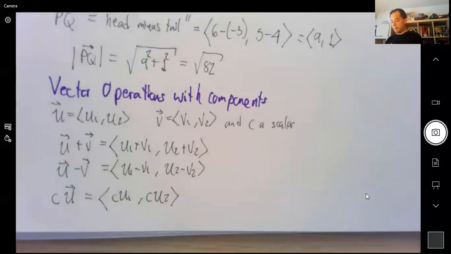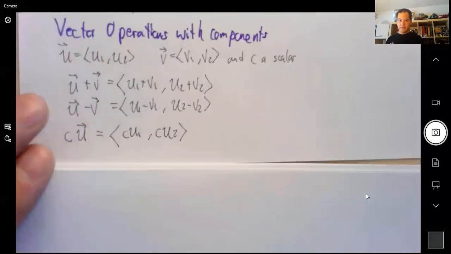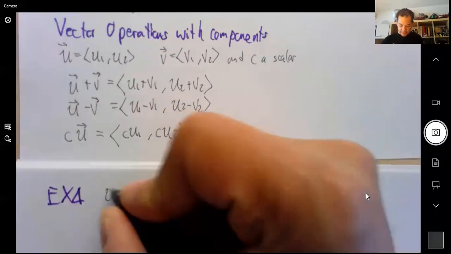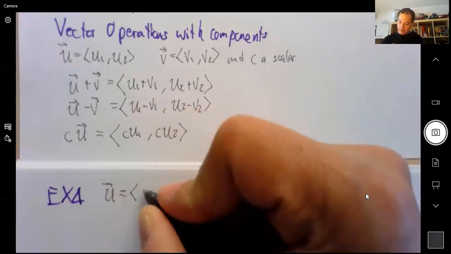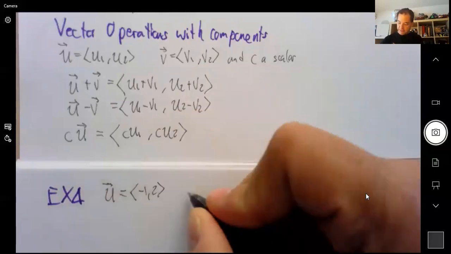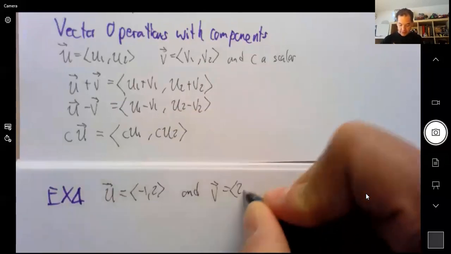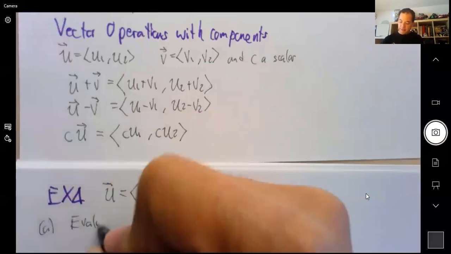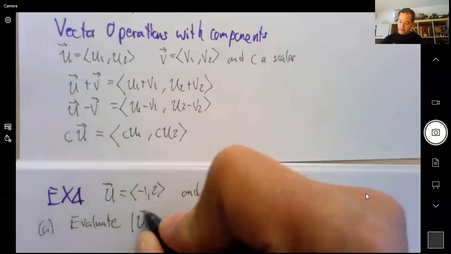Good. Let's do an example. This will be example 4. Let's leave these rules here a little bit. Okay, so we have these two vectors. We have the vector u with components -1 and 2, and the vector v with components 2 and 3. And we have a bunch of questions. First, we want to evaluate what is the magnitude of u plus v.